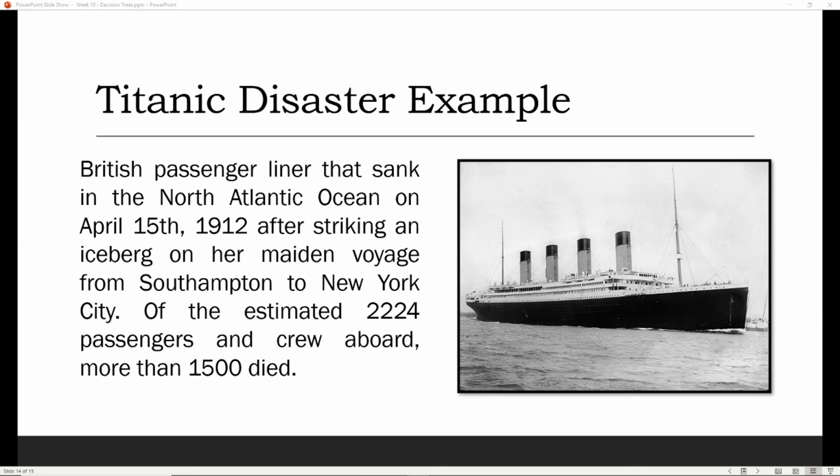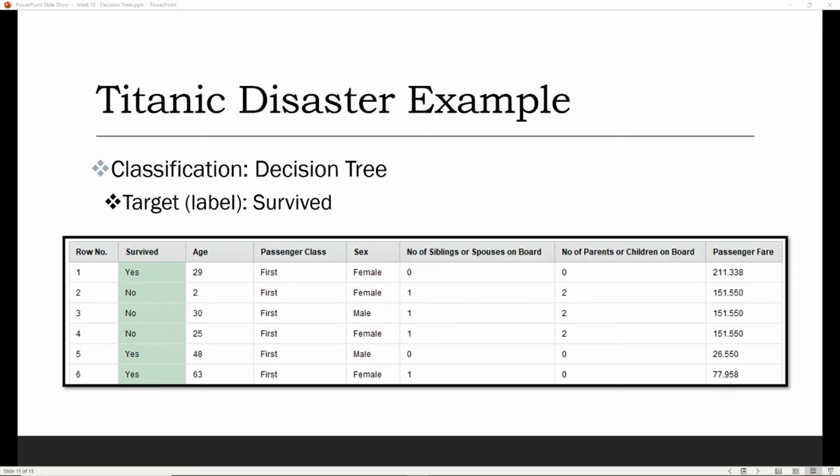This is a very popular dataset for the purpose of classification because we have a very clear target variable, and we have other fields that can be used to help us classify passengers into whether they survived or did not survive the disaster. You will use the classification method of the decision tree and the target, or as it will be called in RapidMiner Studio, the label, of survived.